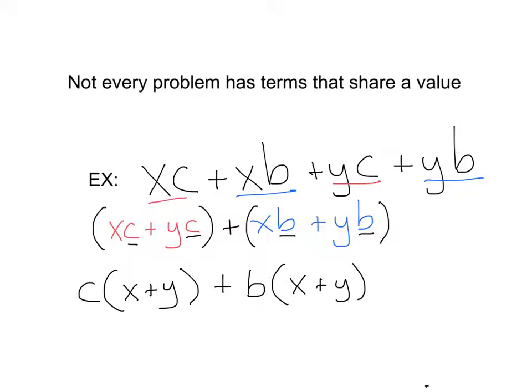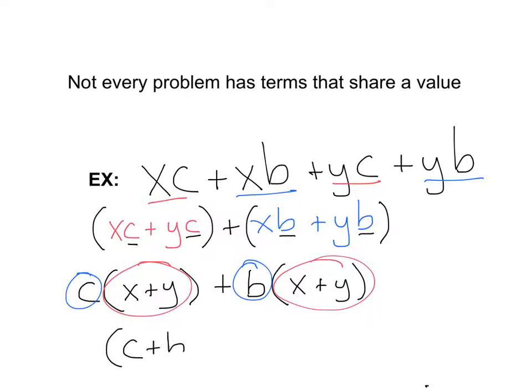As soon as this happens, you'll notice something interesting. We have the same phrase, x plus y, in the parentheses on both parts of the problem. So here's where factor by grouping comes in. We've factored out these individual values, c and b, and left ourselves with a shared value of x plus y for both. So now we're going to rearrange one last time and say that c plus b times x plus y is our factored value.